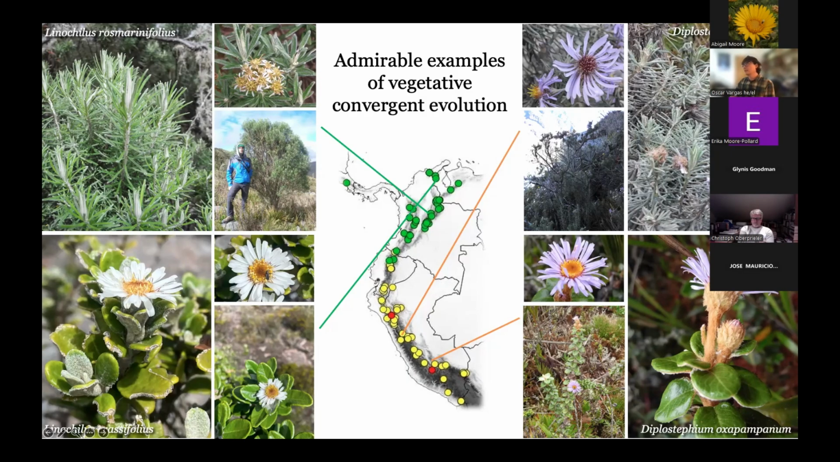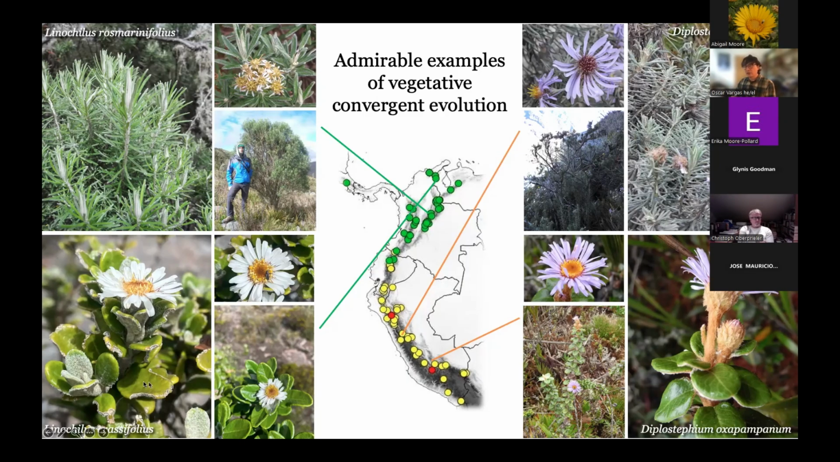We can see the heads here in Diplostephium azurium. They are solitary. The rays are colored, while in Linochilus rosmarinifolius, we usually have multiple heads that are smaller with white rays.